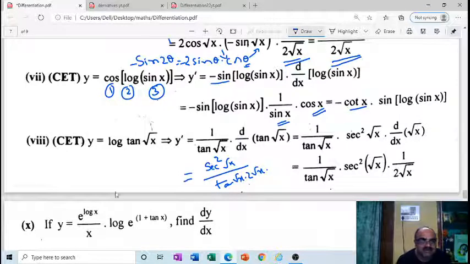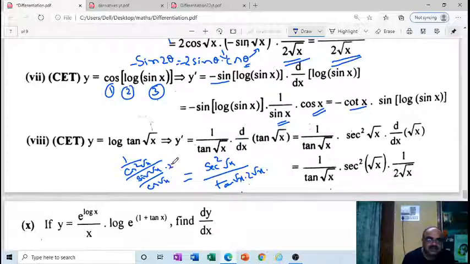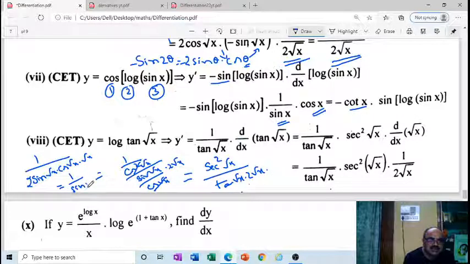Even this can be simplified further. 1 by cos square root x by sin root x by cos root x into 2 root x. Cos root x cancels. You have 1 divided by 2 into sin root x into cos root x into root x, which can be written as 1 by sin 2 root x into root x.